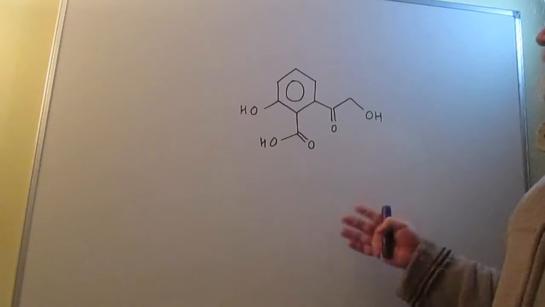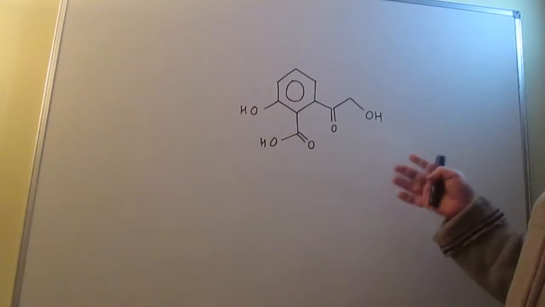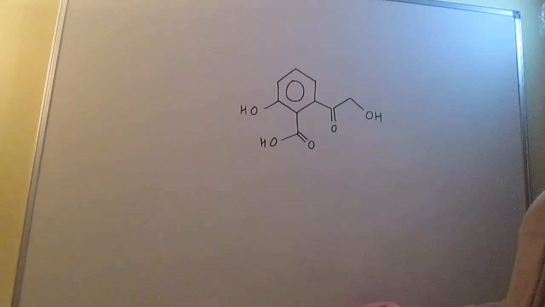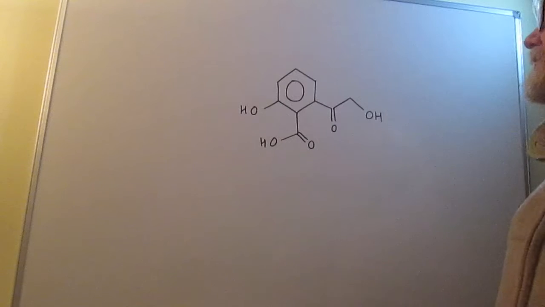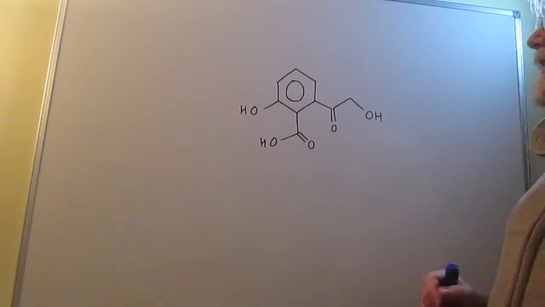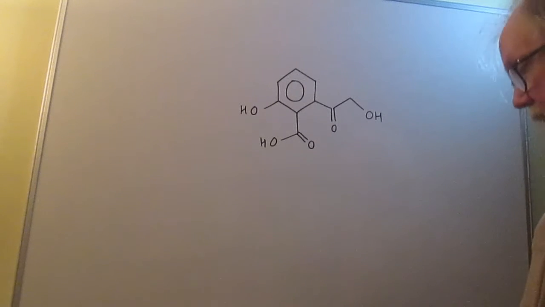Question 11 is about this compound reacting with calcium hydroxide. So this compound contains acid groups. Calcium hydroxide is an alkali, so it's just an acid-base question. So what we have to do first of all is identify how many acidic groups we've got in this compound.